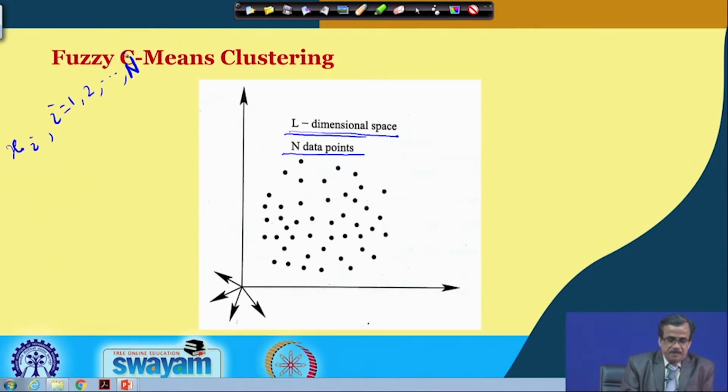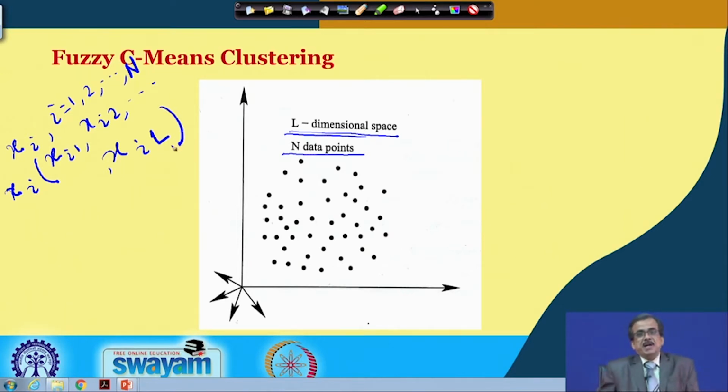If I consider a particular data point x_i, it is in L dimension. To represent this point, I need the numerical values x_i1, x_i2, and up to x_iL. I need so many numerical values if I want to represent a particular data point x_i in L dimension. Now, let us see how this fuzzy C-means algorithm works.